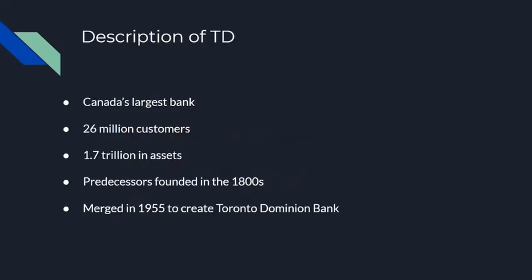TD is Canada's largest bank. It serves 26 million customers, has 1.7 trillion in assets. Its predecessors were founded in the 1800s and then merged in 1955 to create the Toronto Dominion Bank.